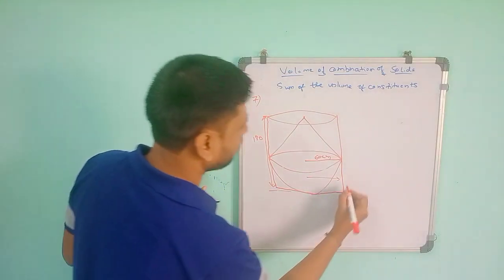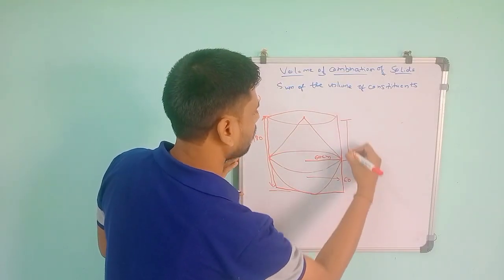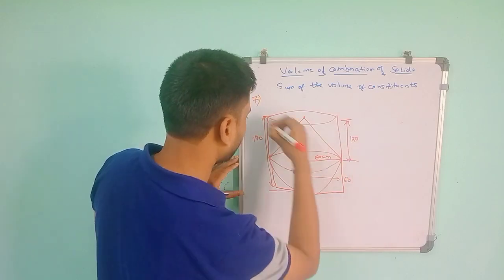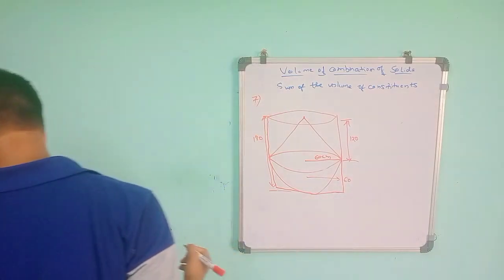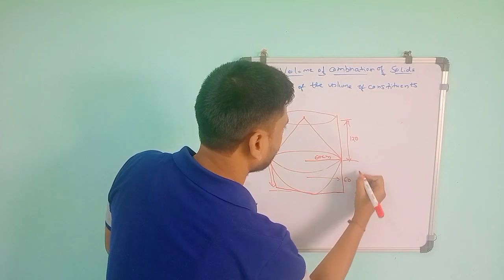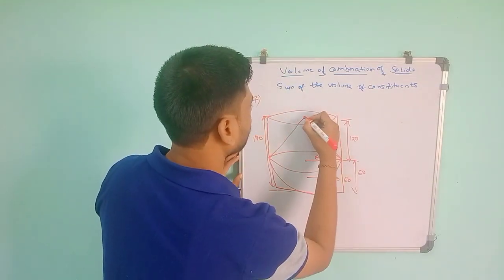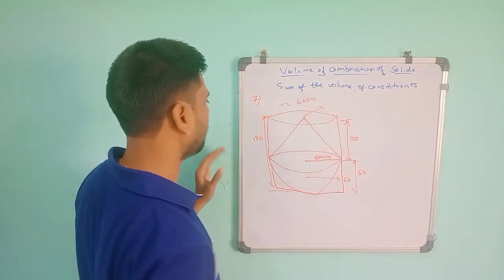So this is the hemisphere, this is 60, and the given height of the cone is 120. Then this is 120, total is 180. That is the cylinder. This will be 120, this will be 60. This is 60, and this radius is also 60 centimeters, the radius of the cylinder they have given.